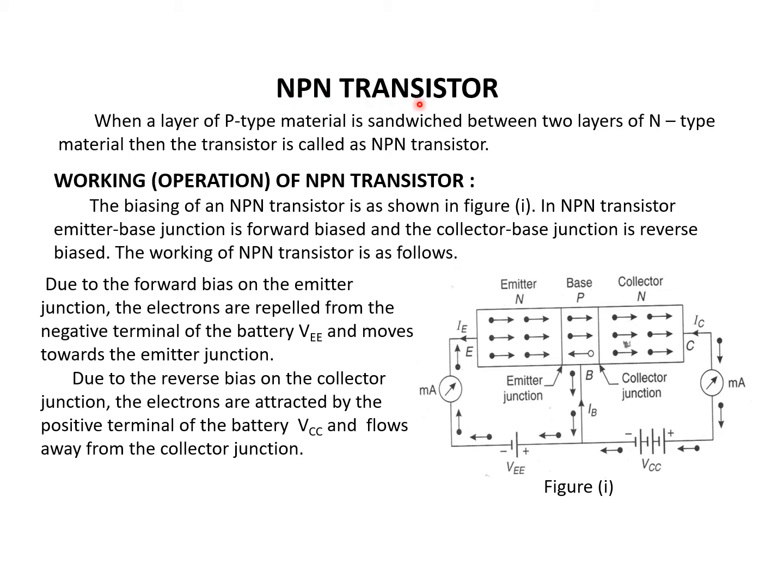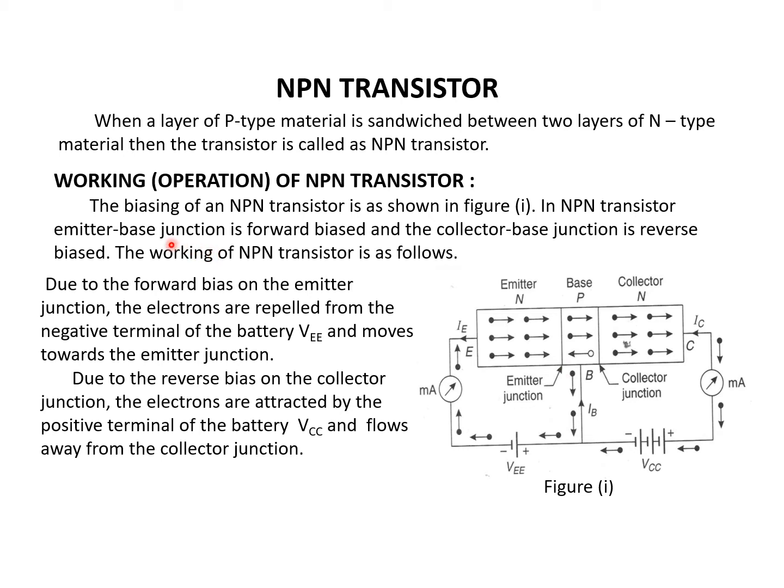Now coming to NPN transistor. When a layer of P-type material is sandwiched between two layers of N-type material, then the transistor is called as NPN transistor. Here the layer of P-type material is sandwiched between two N-type materials. Now coming to the working of NPN transistor. So this is the biasing circuit of NPN transistor.